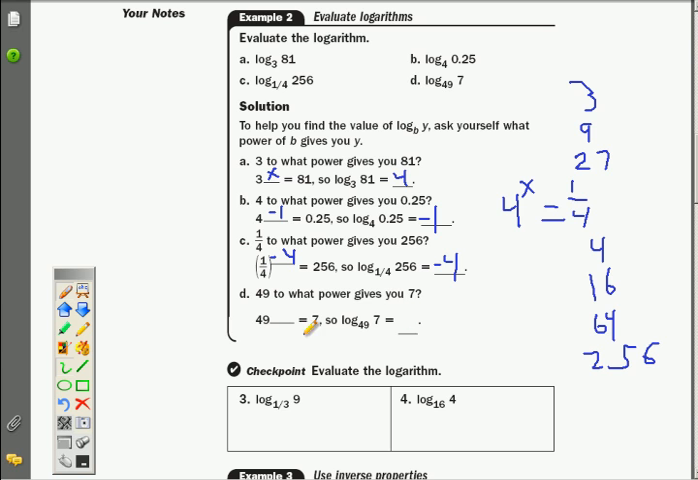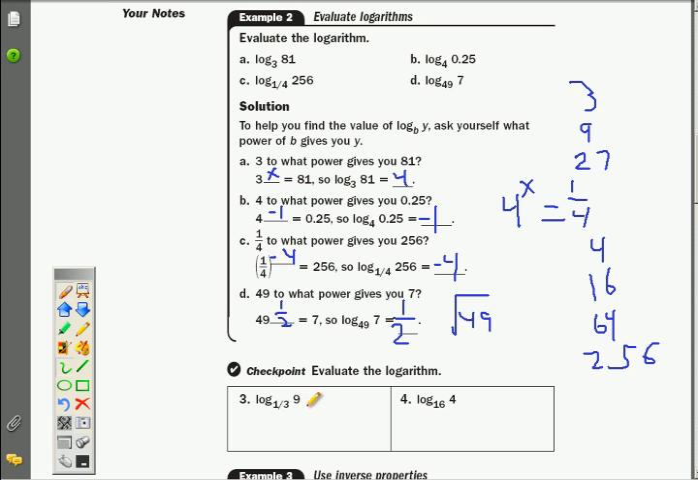49 to what power gives you 7? Now that's getting smaller. Now that's a tough one. What makes stuff smaller? Well, if I take the square root of 49, I know that that's 7. So how about 49 to the 1/2 power? If I take 49 to the 1/2 power, that would give me 7. So just some number stuff that you're going to have to do. Take a minute and do 3 and 4 by yourself. Ready? Go. All right. Hope you paused it there.